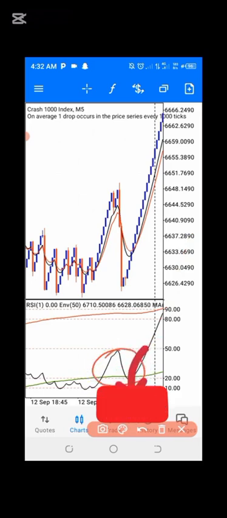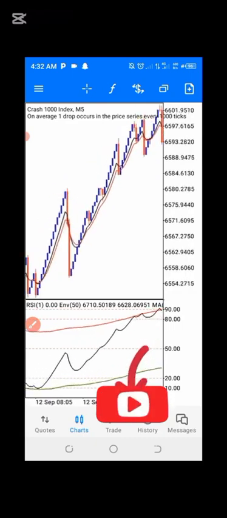I have your W form on your RSI and envelope, and it has to be at the 20 level. It has to be at the 20 level. So that's the first confirmation. Here is another one to look at.